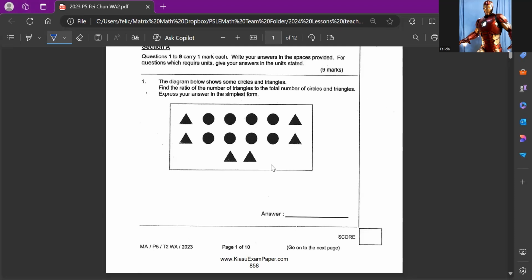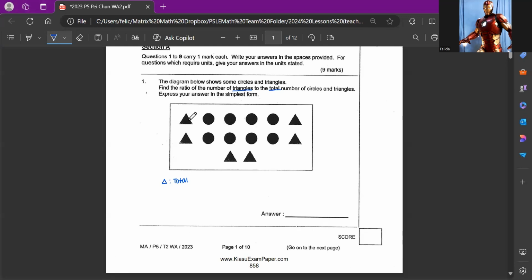Alright, so first thing, whenever they tell us they want ratio of something to something, I will start off by writing what the question wants in terms of that ratio. Okay, so they want triangles to the total. So I'll start off with triangles to the total. This is the title that I will first pen down.